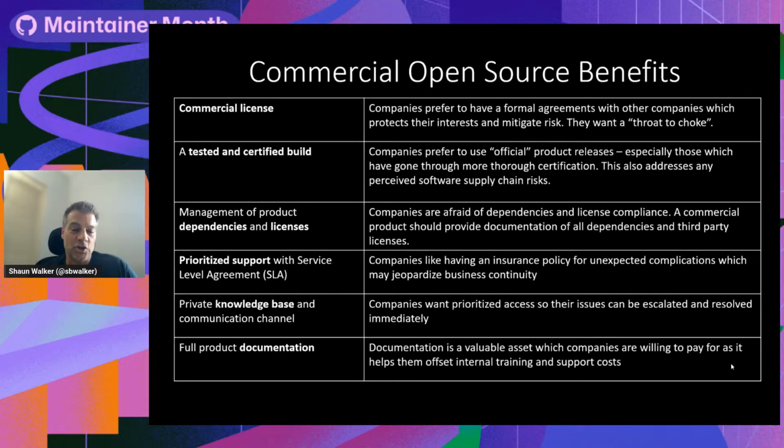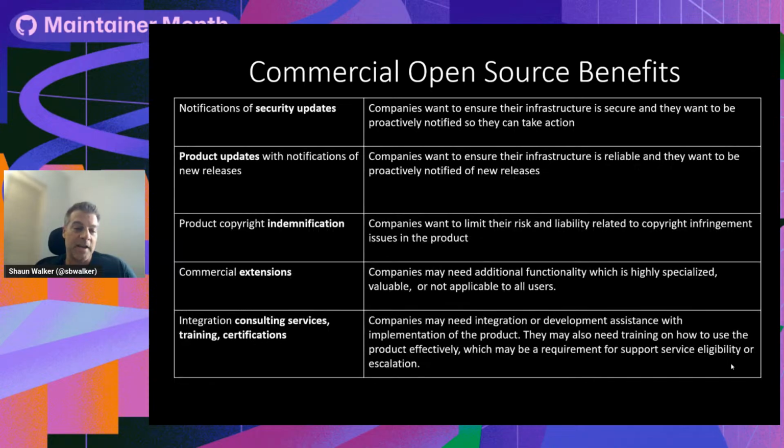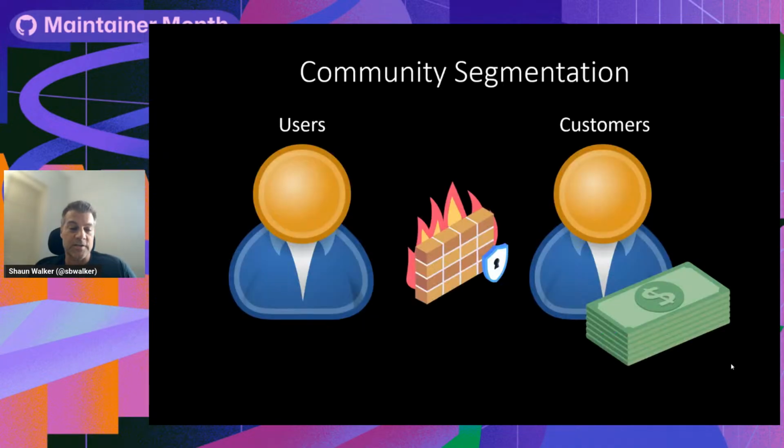There are a whole lot of additional benefits that commercial open source projects can provide, such as a more tested or certified build. They can take more responsibility for managing the dependencies. They can provide support. They can provide documentation. They can provide a knowledge base, security updates, and indemnification, which is a big one as well. So that basically, there's no legal liability that people are taking on by utilizing an open source project. So there's a whole lot of things that commercial open source projects can provide. And all of these things are mitigating some of the risks of the things that are not traditionally provided as part of a traditional open source project.